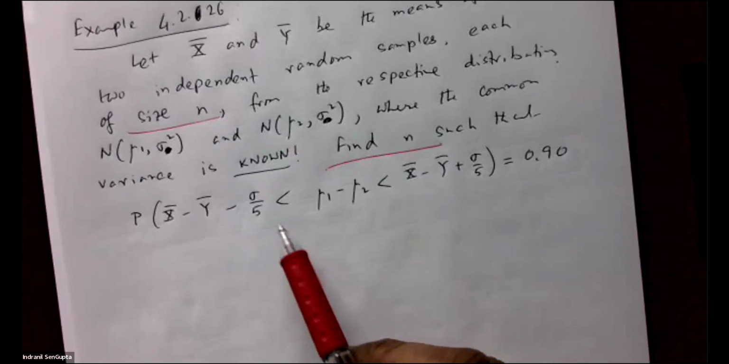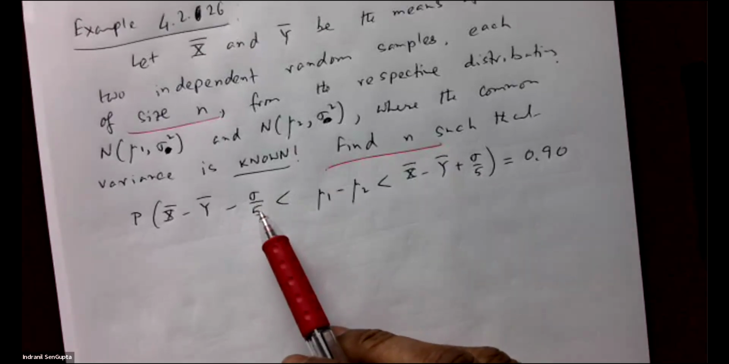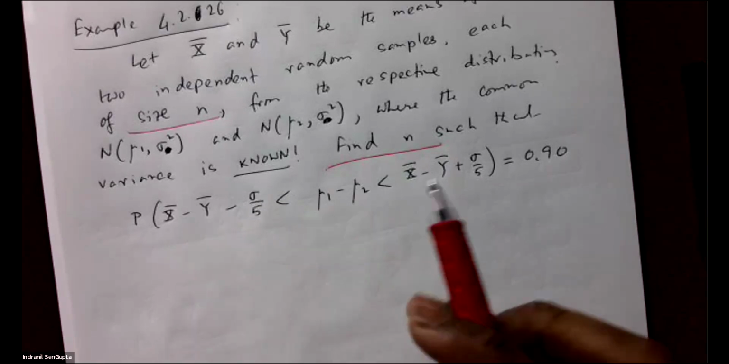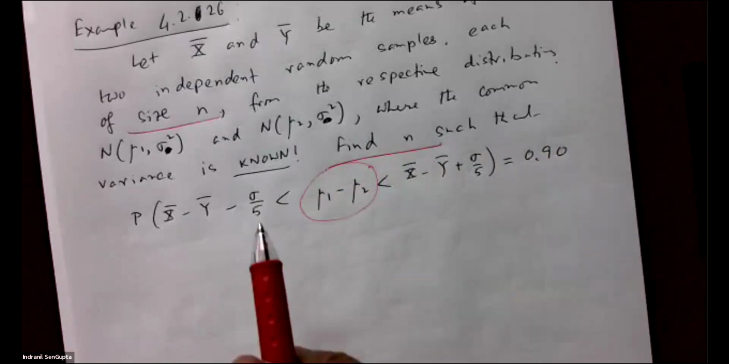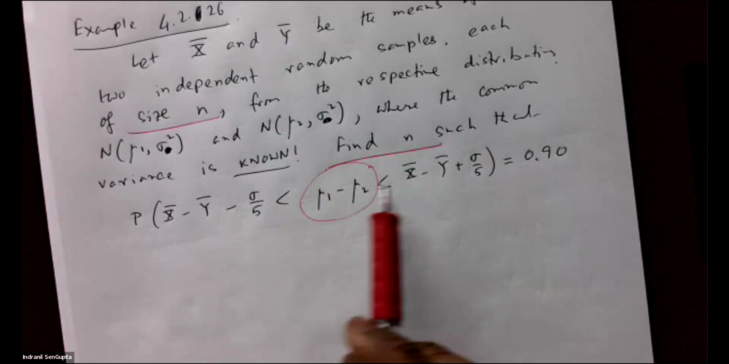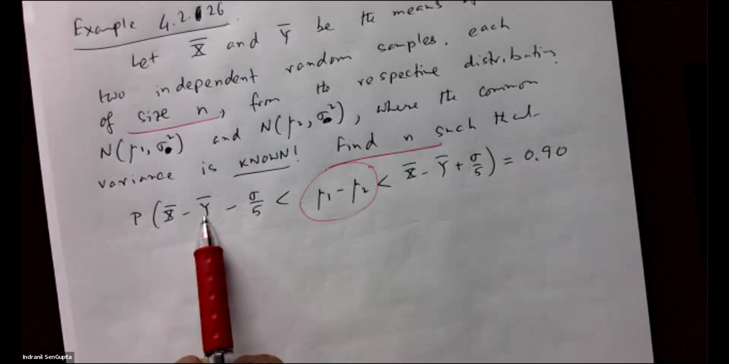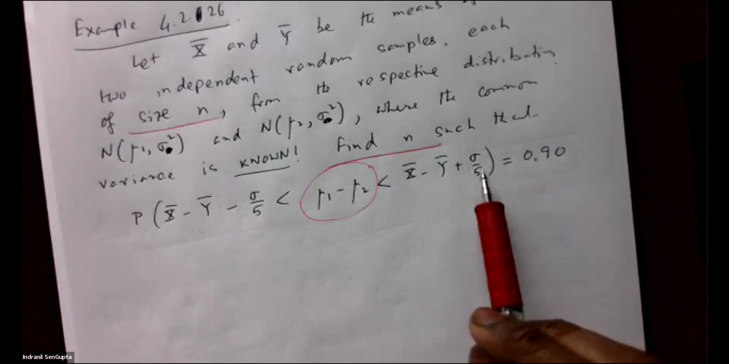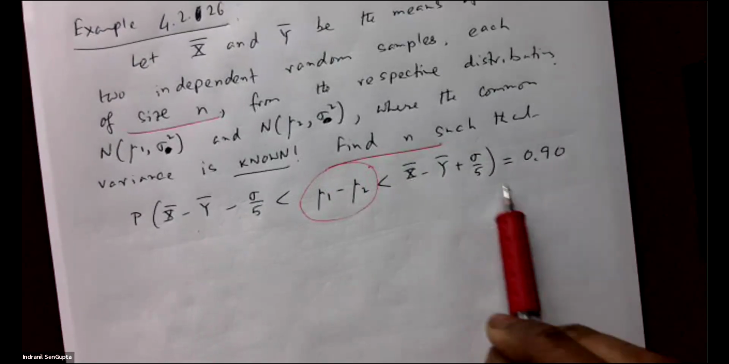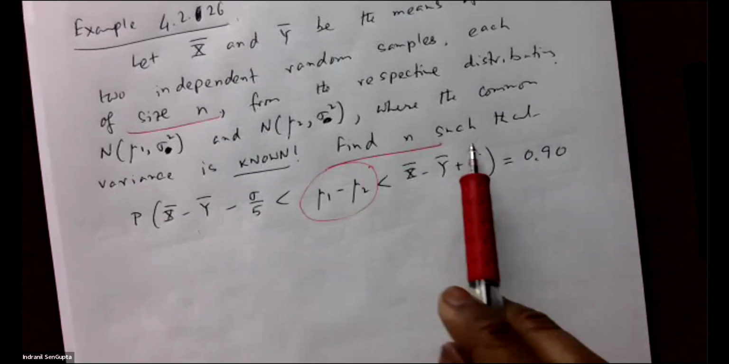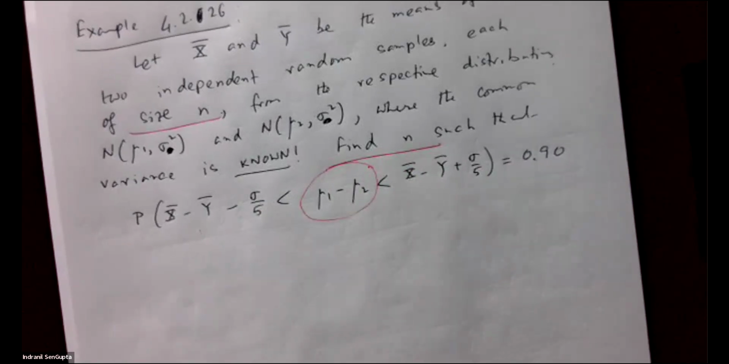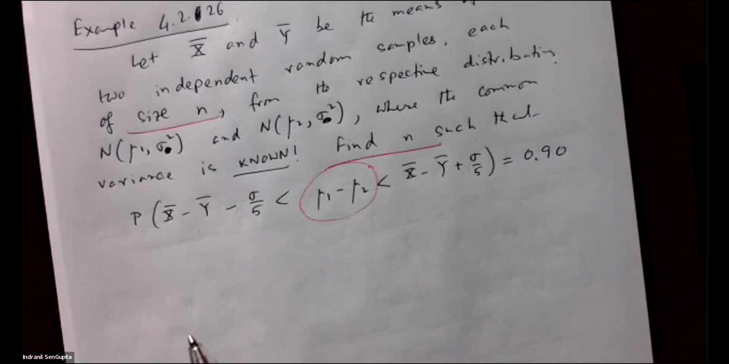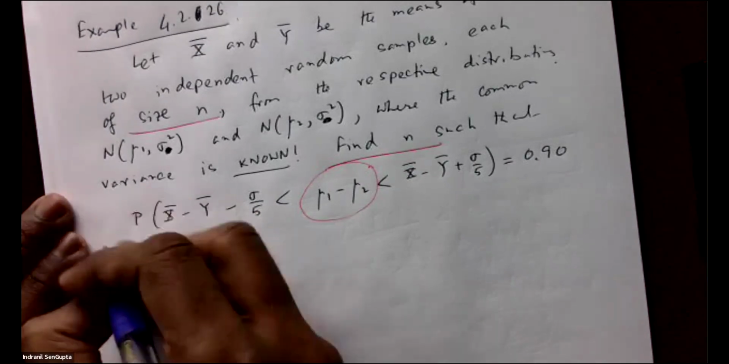So what is that size? If you know the sigma, the difference between the means falls within this range, which is x bar minus y bar minus sigma over 5 to x bar minus y bar plus sigma over 5. So the probability of this is 90%. All right, so here's the solution.